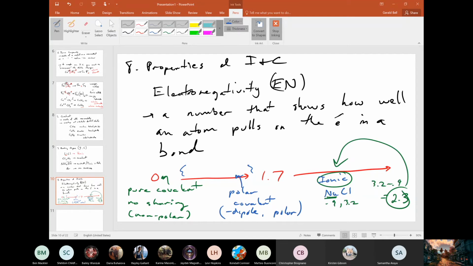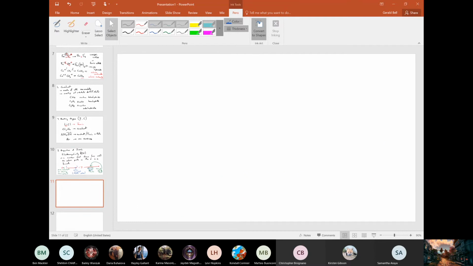There'll probably be at least one question on the exam where I give you the electronegativities, and you have to tell me what kind of molecule you've got there. So that lesson's probably worth revisiting, because we did revisit it again.